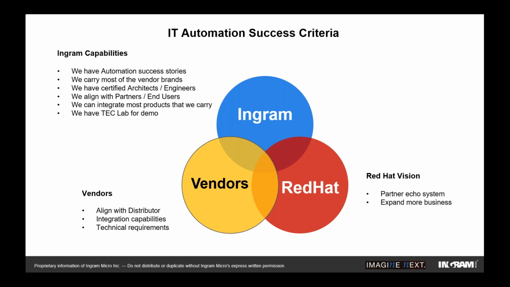So in order to get this kind of success criteria, with Ingram Micro we have many capabilities. That includes the success stories, which I'm going to tell right after this, and we carry most of the vendor brands. Whatever you name, most of them we carry. One of the privileges we have is that we are able to do the integration on your behalf before we touch your production server, right? We have certified architects and engineers within our team, and we always align with the partners and end users. We carry most of the products, and I'm going to show you the demo right after this.